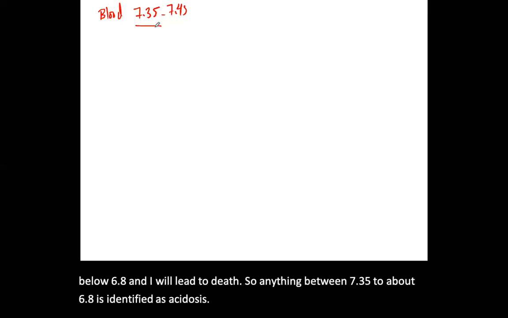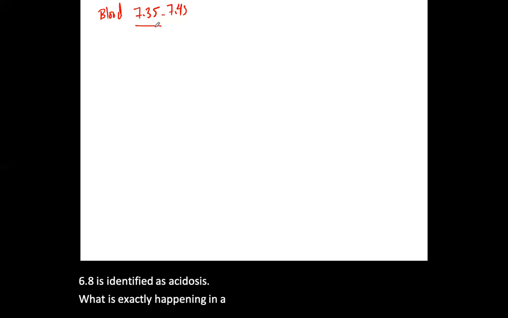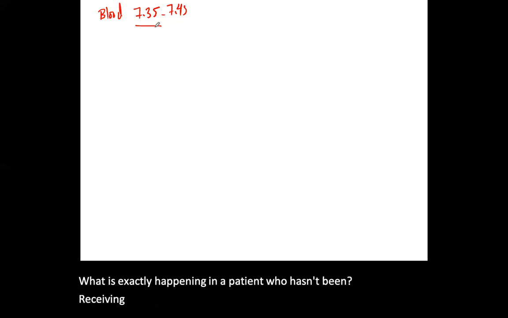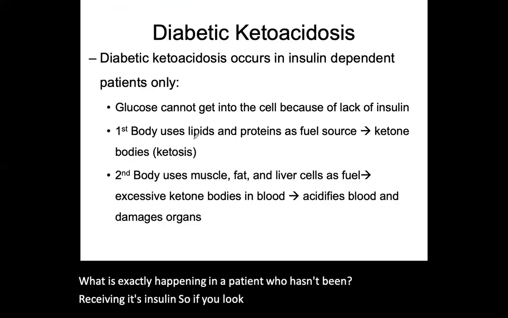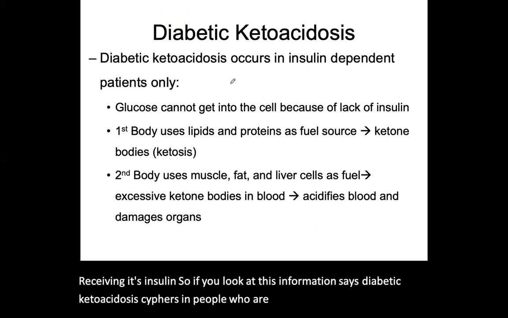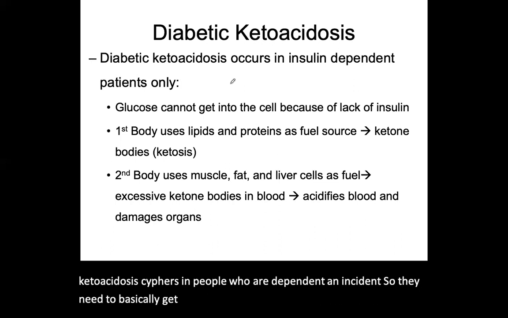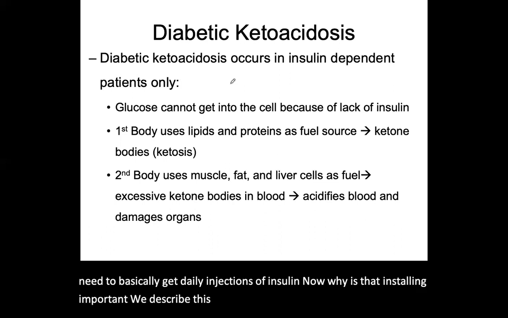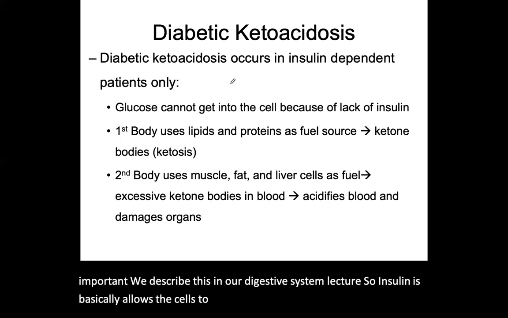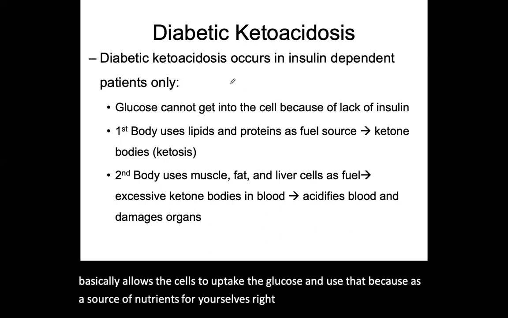So what is exactly happening in a patient who hasn't been receiving their insulin? If you look at this information, it says diabetic ketoacidosis occurs in people who are dependent on insulin. So they need to get daily injections of insulin. Now, why is that insulin important? We described this in our digestive system lecture. Insulin allows the cells to take up glucose and use that glucose as a source of nutrients for your cells, undergoing this whole process we described.